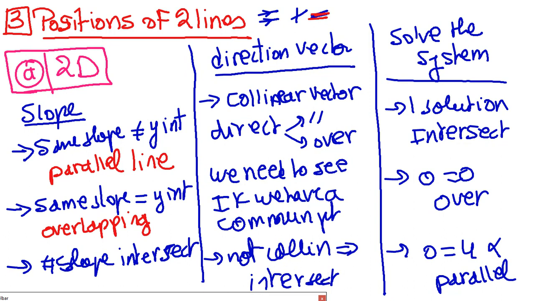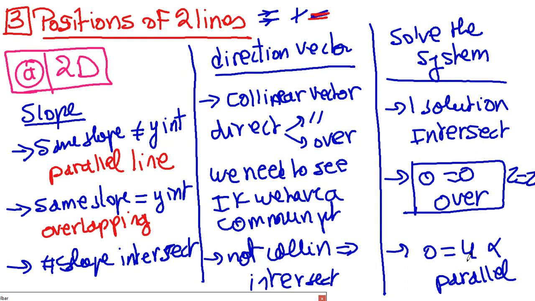And I have another method also. I can solve the system of those two lines. If this system gives me one solution, it means they intersect. If it gives me, for example, 0 equals 0, or 2 equals 2, so it's true, it means the lines are overlapping.